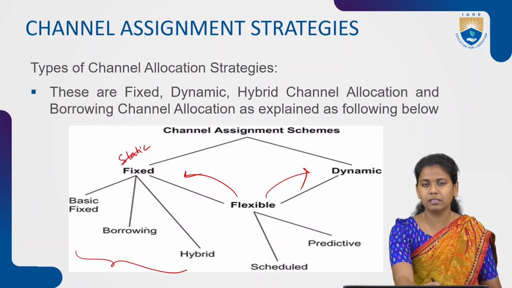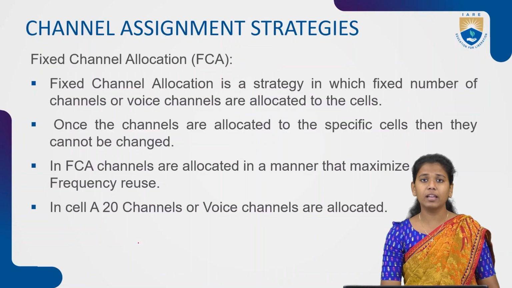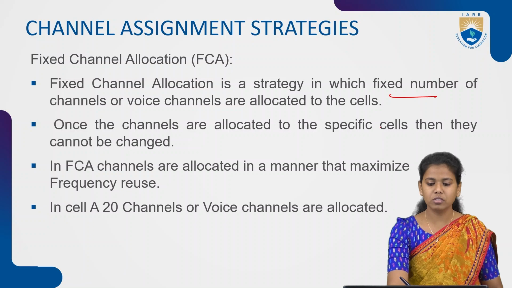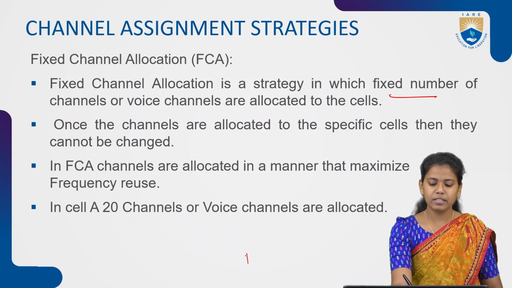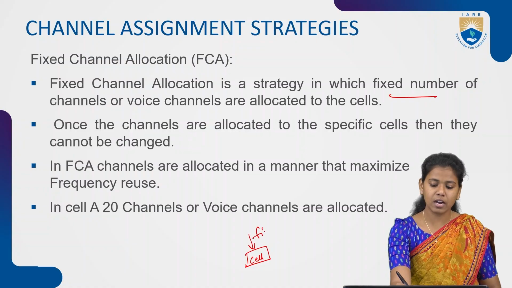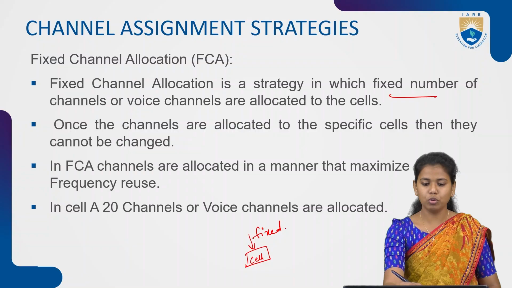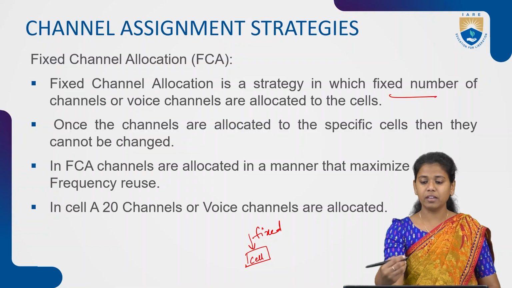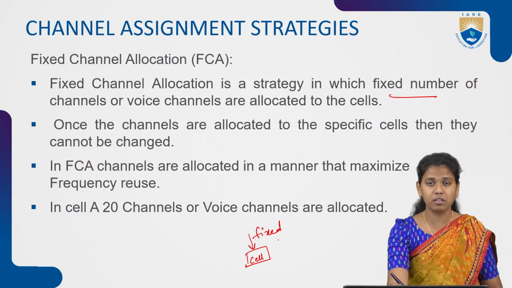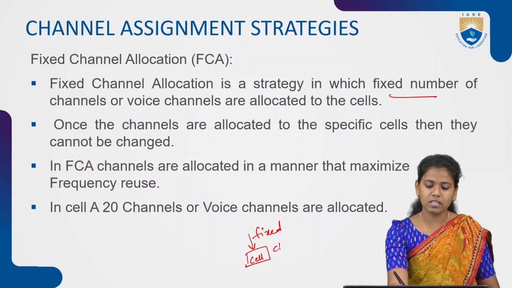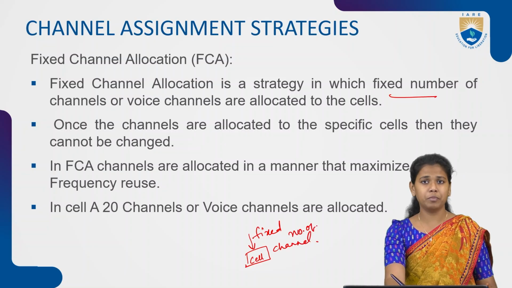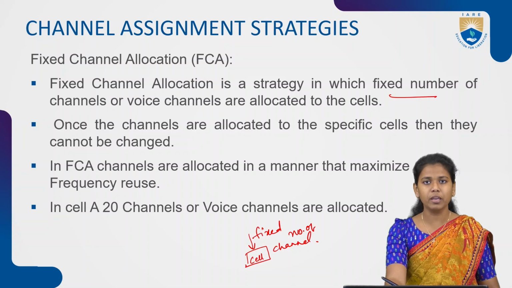First of all, the basic category, that is the fixed one. So the fixed channel allocation is a strategy where a fixed number of channels or voice channels are allocated to the cell. So for example, if this is a cell, then the channels allocated to the cell are fixed. The number of channels will be fixed. The word itself says that the number of channels will be fixed.